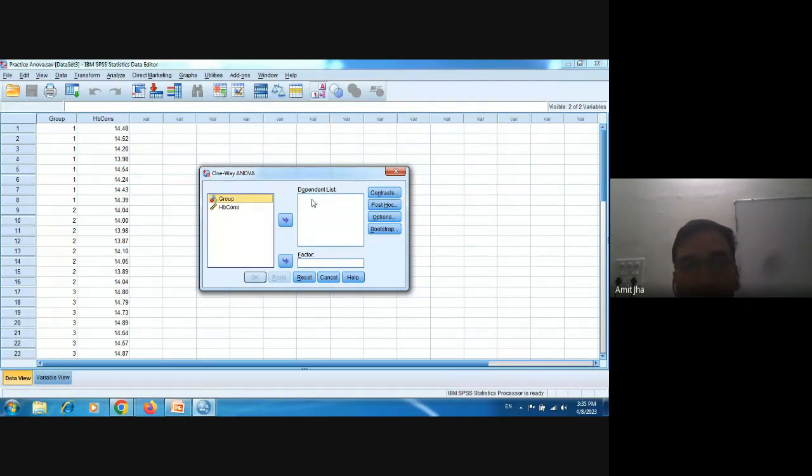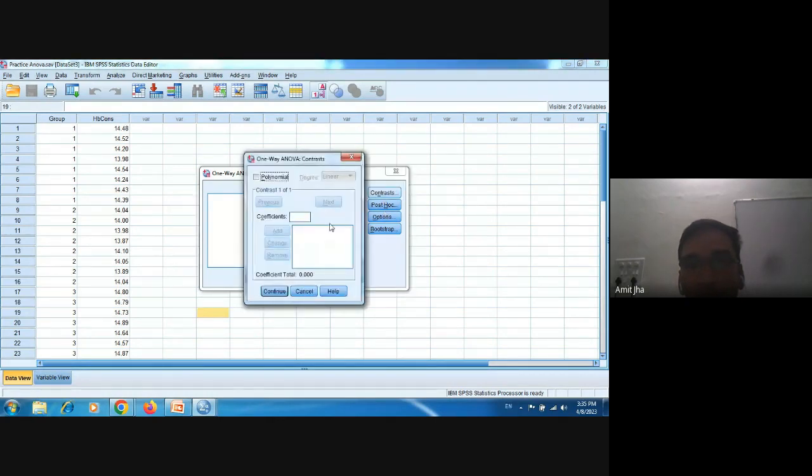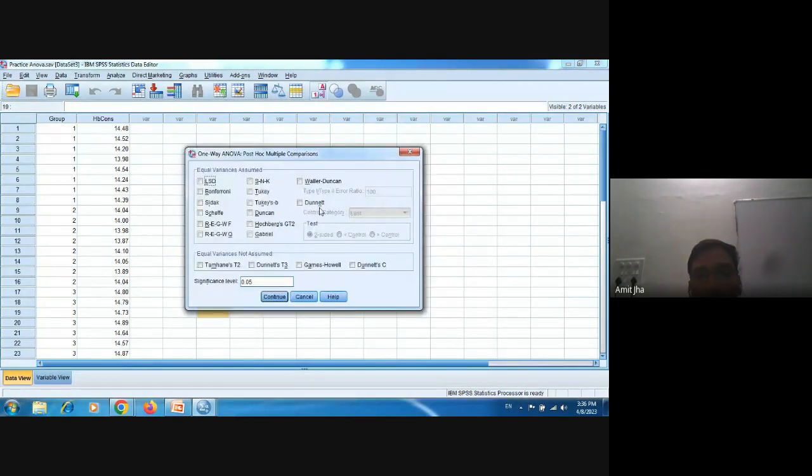So in this case, the dependent list is hemoglobin, because it is the hemoglobin whose value is dependent upon the factors, and the factor is group. So we have done it. Now contrast, we will put it. We will continue because we have to now look.